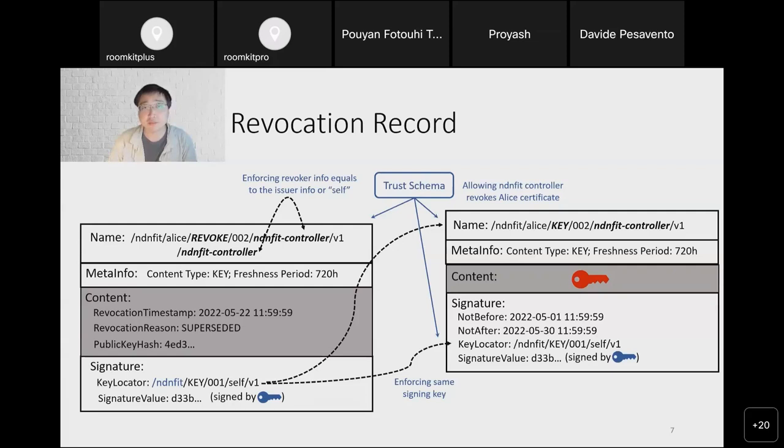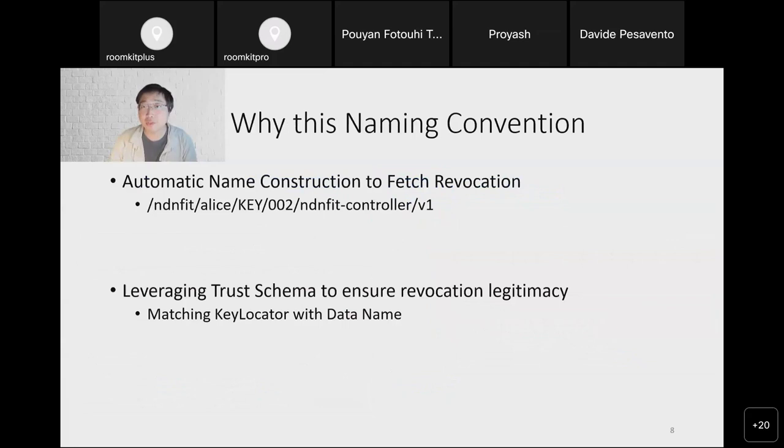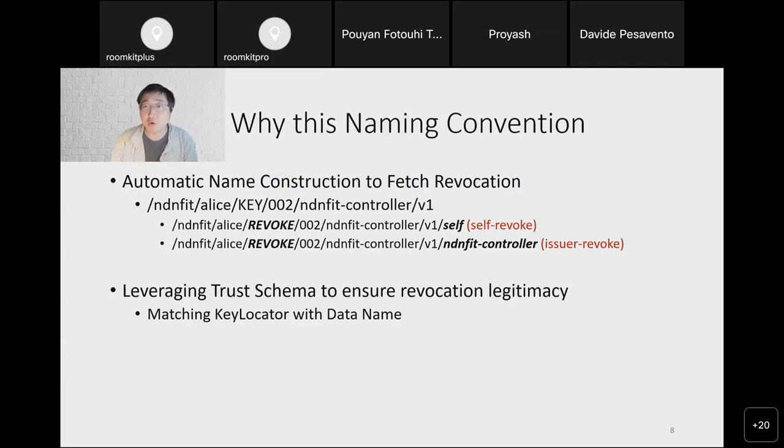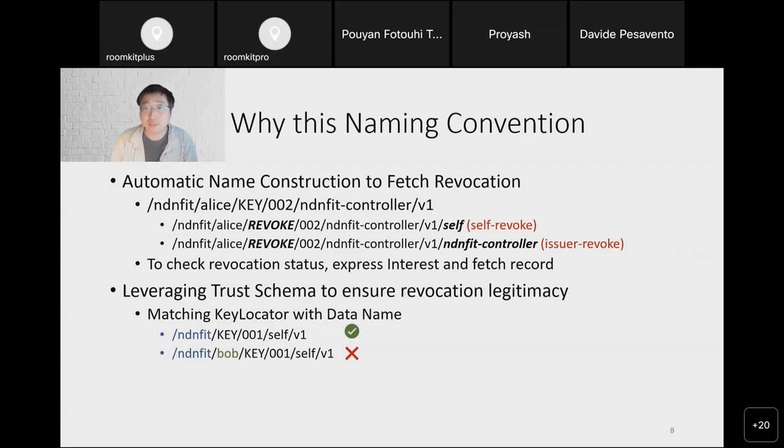We choose this naming convention for two reasons. First, it enables automatic name construction when fetching revocation records. When we have the ID certificate in hand, there are only two possibilities of record naming: either with the suffix component self, or a suffix component the same as the issuer component. The rest of record checking would be very simple, just express two interests and fetch. The second advantage is that we can easily leverage TrustSchema to ensure revocation legitimacy. For example, TrustSchema accepts /ndnfeed/key as the record data producer, but rejects /ndnfeed/bob if he wants to revoke any certificate. He cannot, because he is neither the certificate owner nor the issuer.